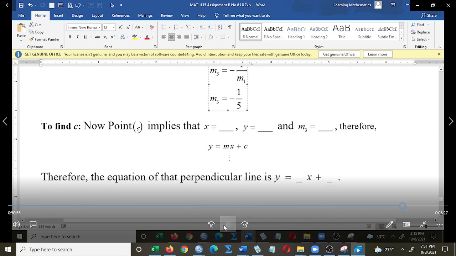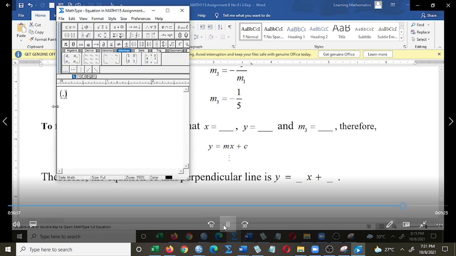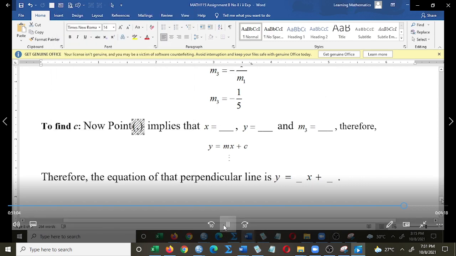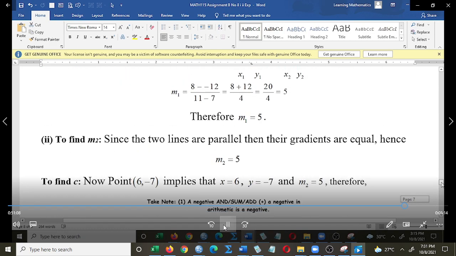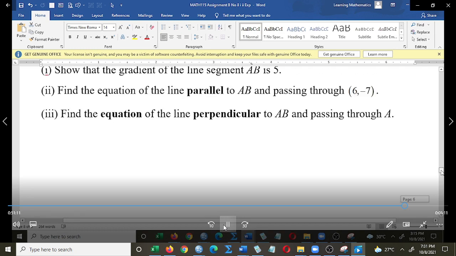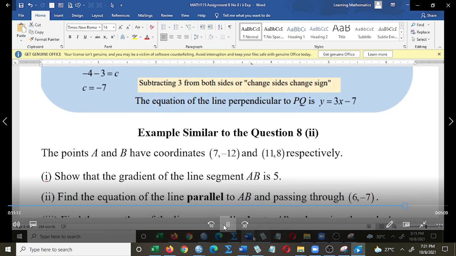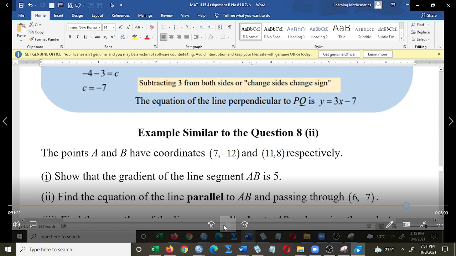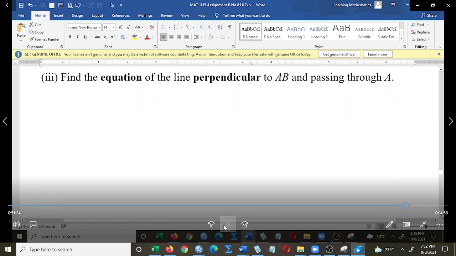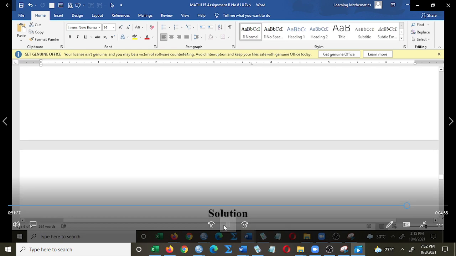So what do I write there? What is our point? The point is A, so 7 comma negative 12. So the information for perpendicular was to find the gradient.